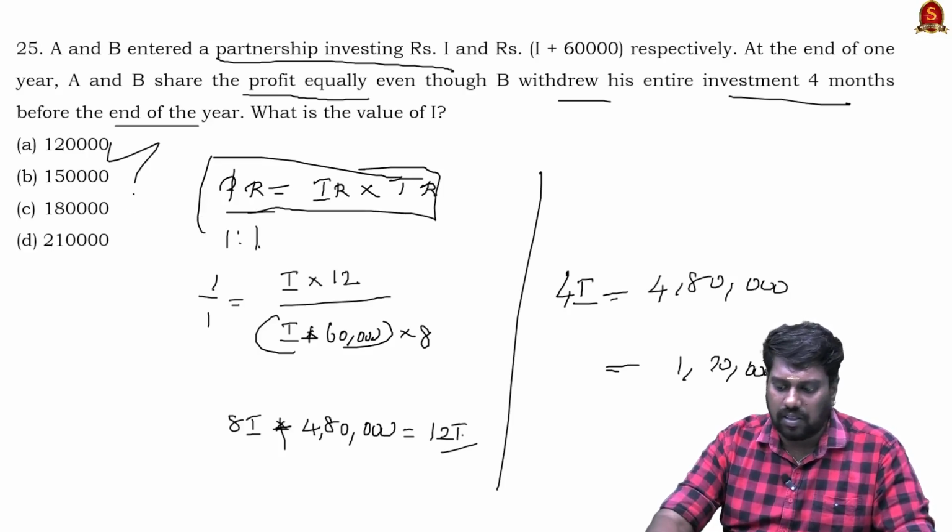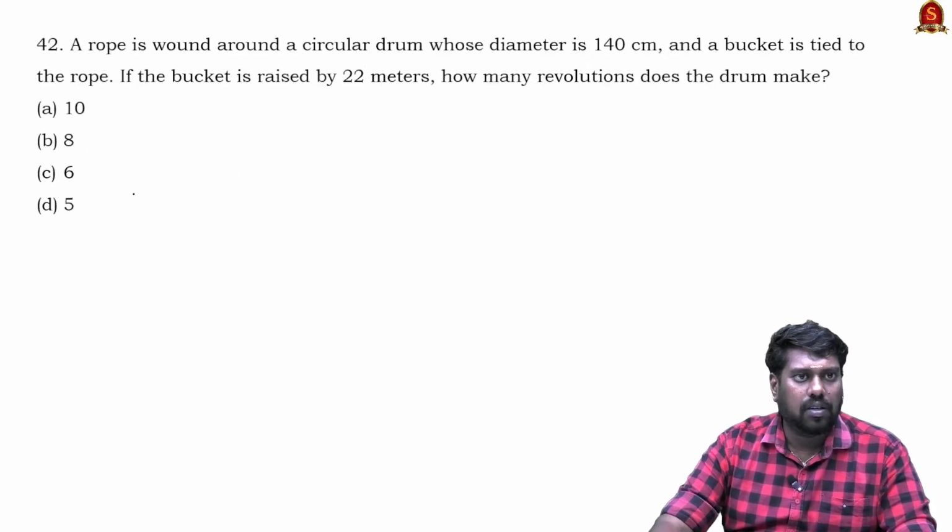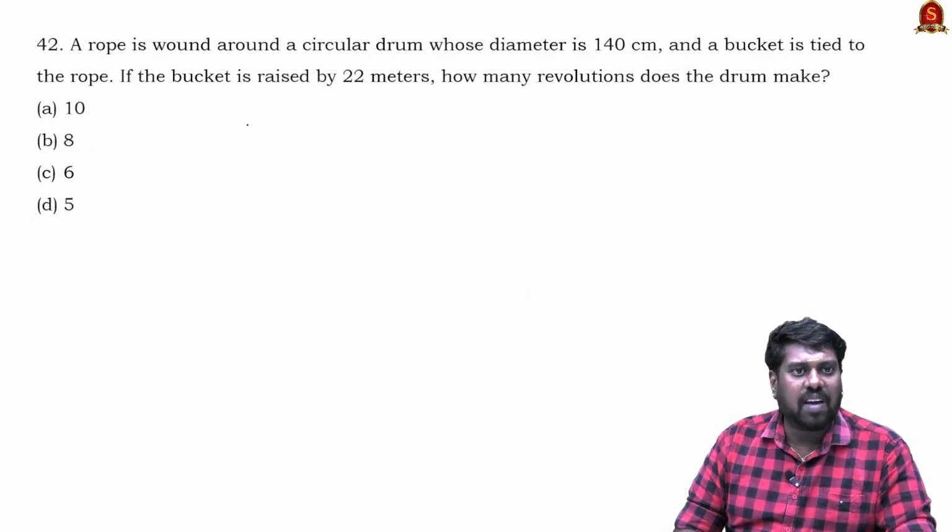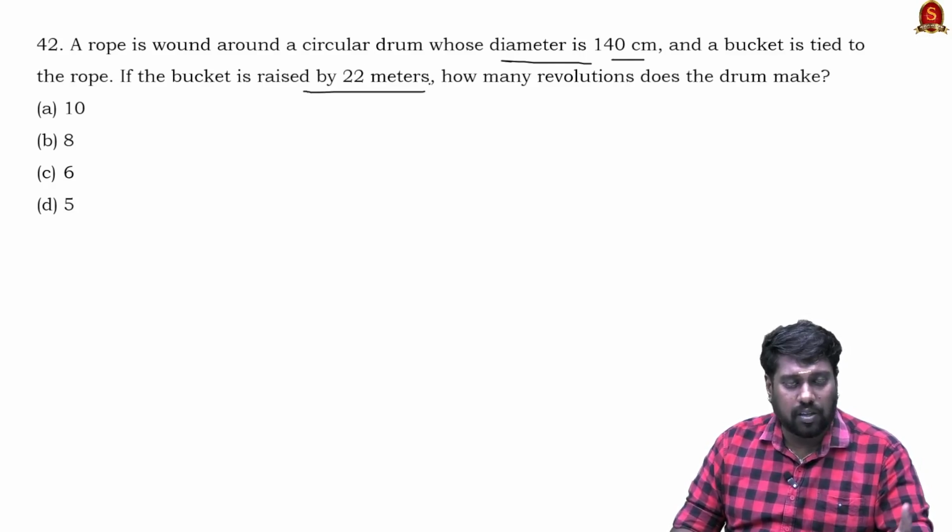A very simple question with respect to this question paper. This is a very easy question paper. You just have to compare the units. See here, diameter is given. So these are the two keywords. Diameter is 140 centimeters, but the bucket is raised by 22 meters, which means unit conversion is there. This unit must be converted into centimeters, so it will become 2200 centimeters.